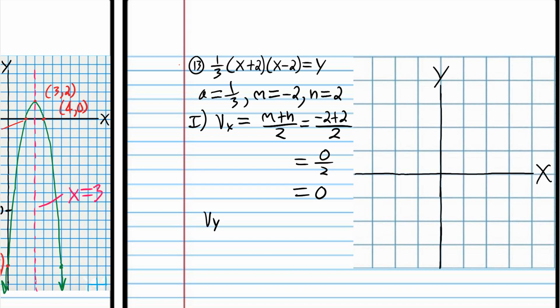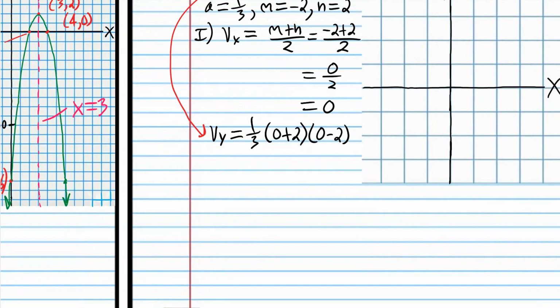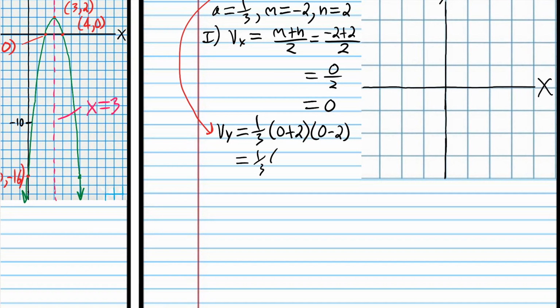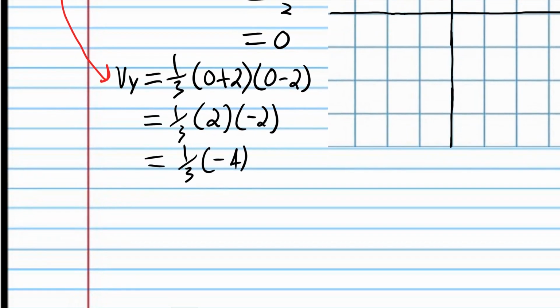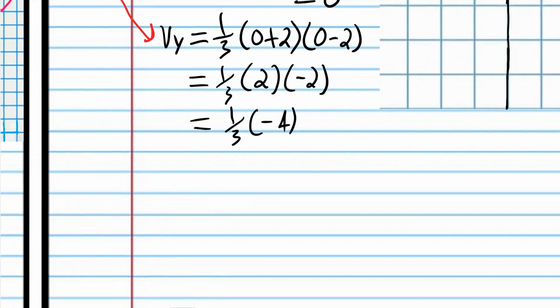Then we're going to find the y value of the vertex by plugging in the x value into the original equation as usual. And we get 1/3 times 2 times -2. And then we get 1/3 times -4. A lot of students who didn't learn everything they were supposed to in arithmetic would have problems with this. Whenever you multiply a whole number by a fraction, you just multiply the whole number into the numerator. So -4 times 1 is -4, and you're done.